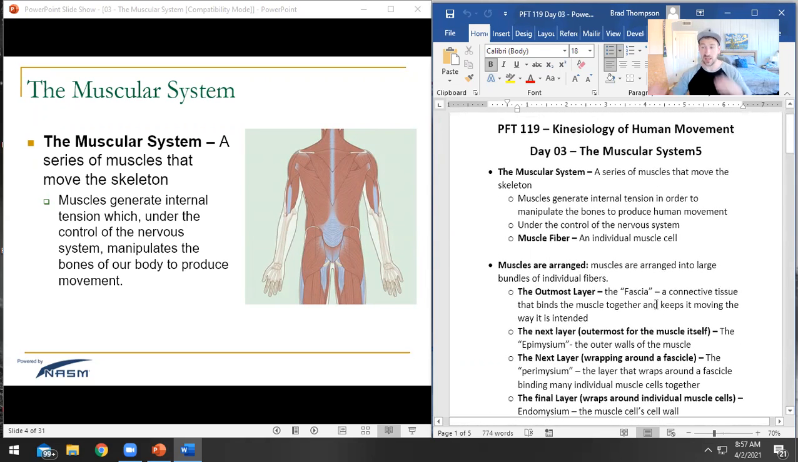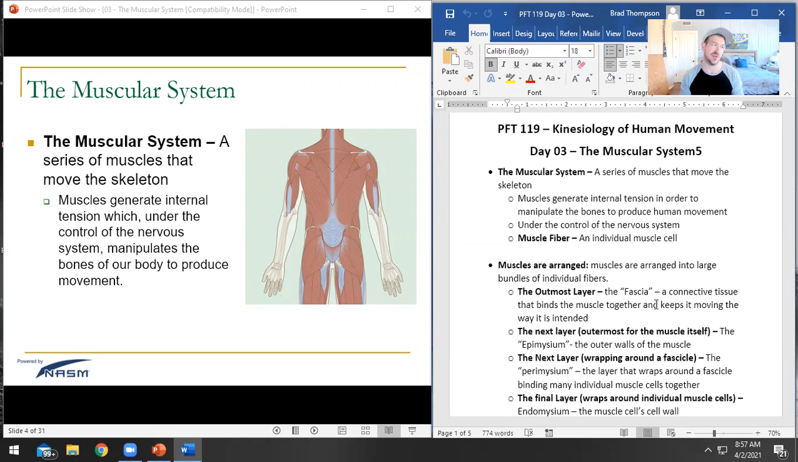So if we are defining our muscular system, by definition, right, it's a series of muscles that are going to move your skeleton. Just like any other system, this system is made up of a bunch of individual organs all working together. And those individual organs are each and every one of your individual muscles. And that sounds a little bit weird.